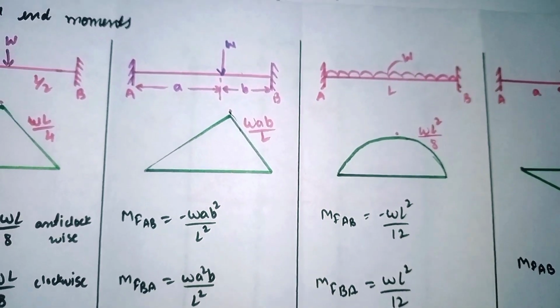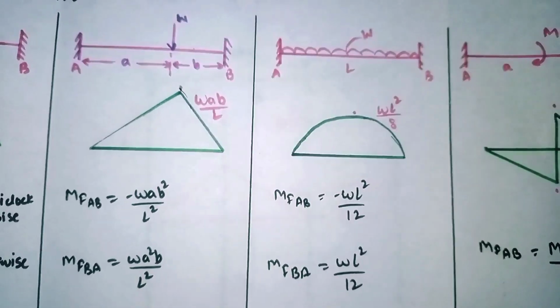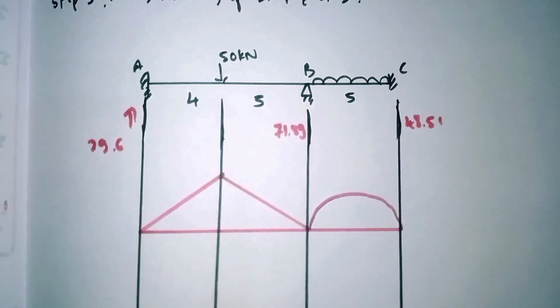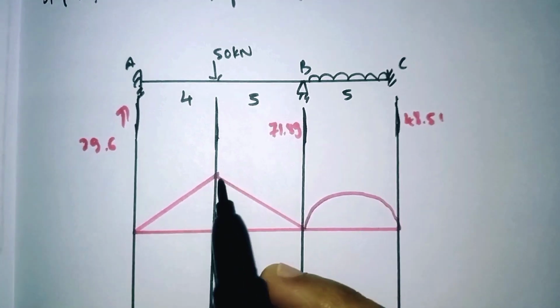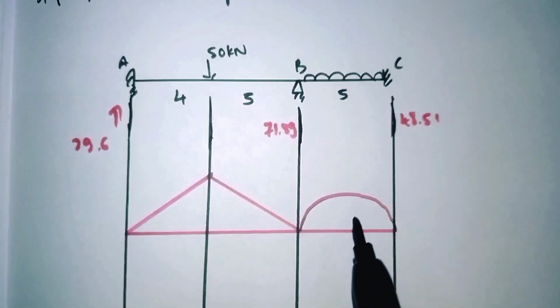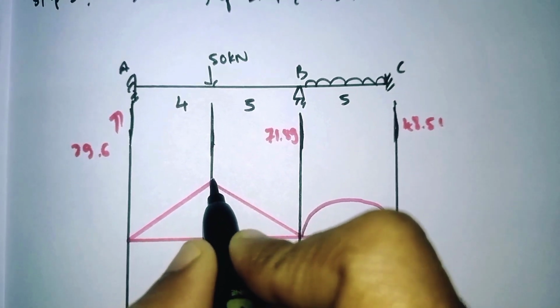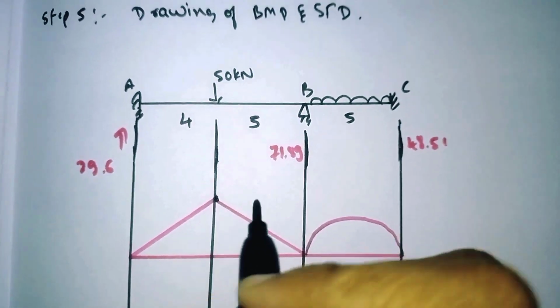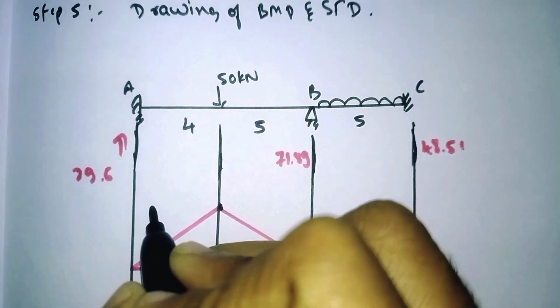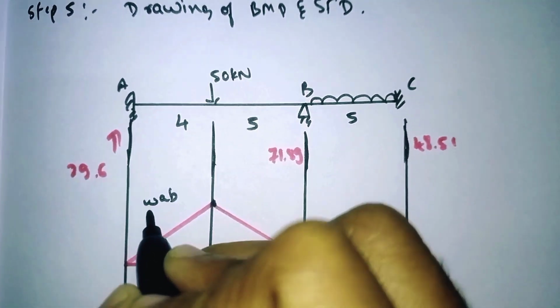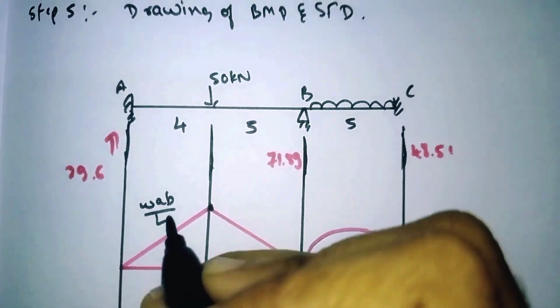And now we will go for the free body diagram of bending moment. So this is the free body diagram of our point load which is not at center, and our UDL as usual. To find out this maximum height, we have the formula, that is WAB divided by L.